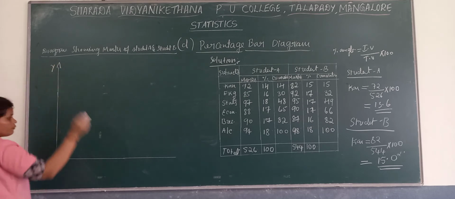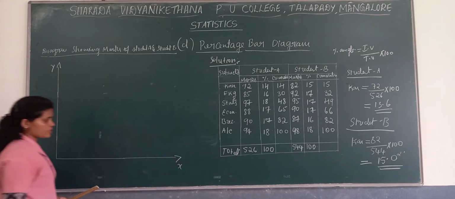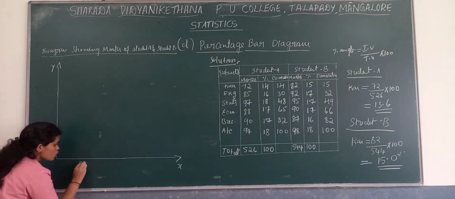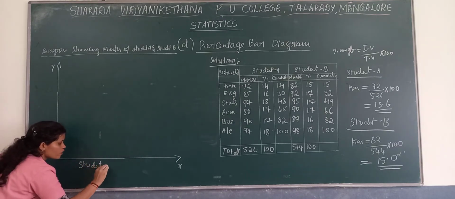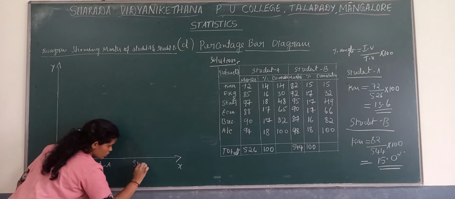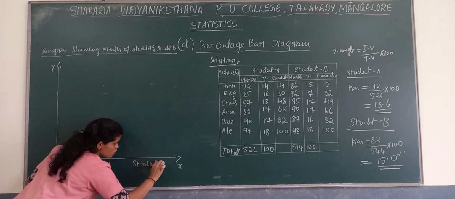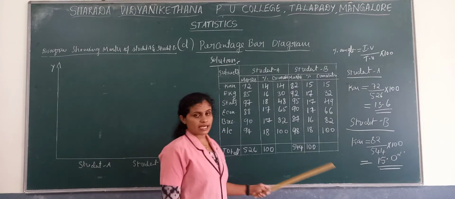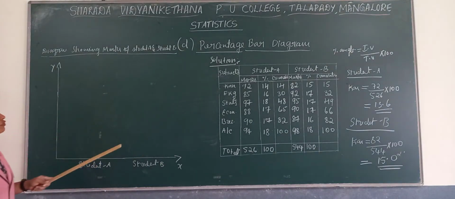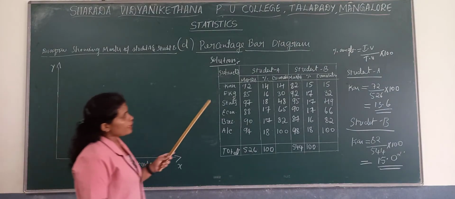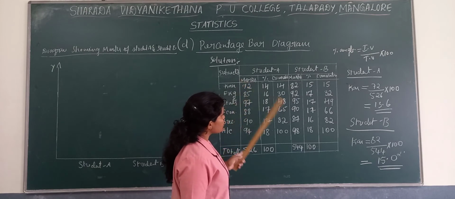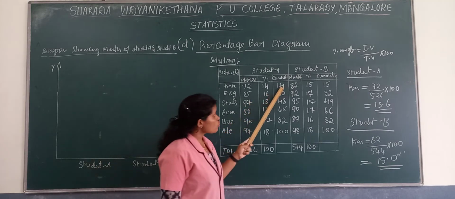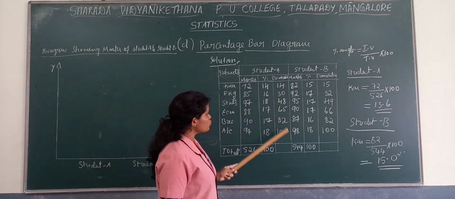Here it is y, here it is x. Along the x-axis will represent student A and student B here. Then see the marks here, as I said, the height or the length of the bars is always 100. Then to observe the values, these cumulative values we are representing on the graph: 14, 30, 48, 65, 82, 100.